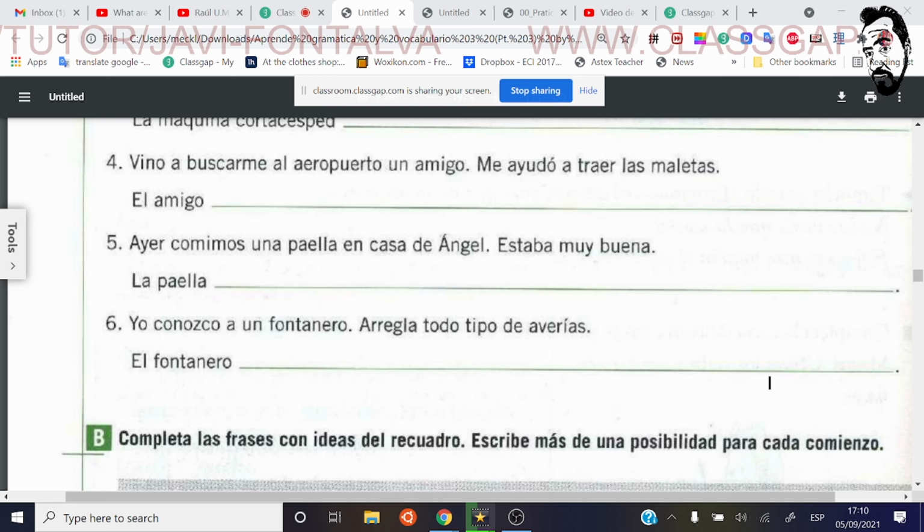So el amigo que vino a buscarme al aeropuerto. And now you're gonna say the thing he did, which is the other thing. Okay, so al aeropuerto and so me ayudó a traer las maletas. Exactly. So should I a traer las maletas. And should I add here E because and he helped me bring the.